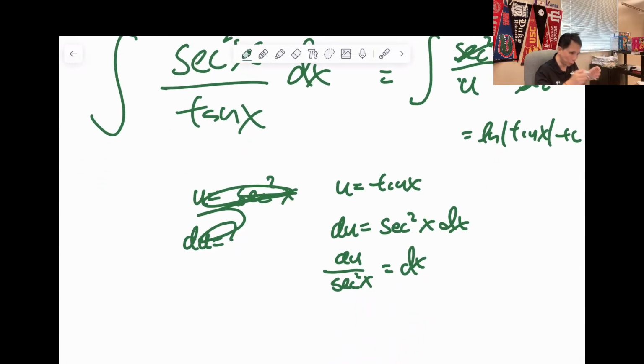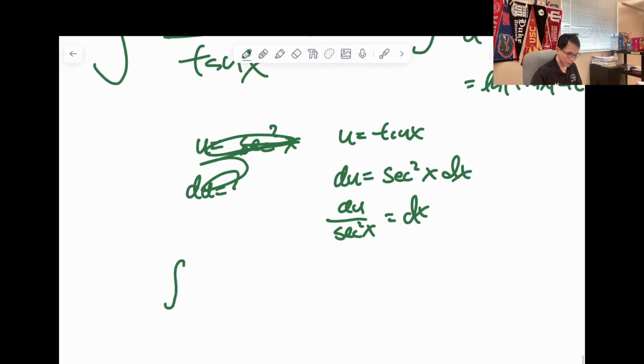I'm going to give you one more. The last one is really fast. Integration of x plus 1. You can see it right away.